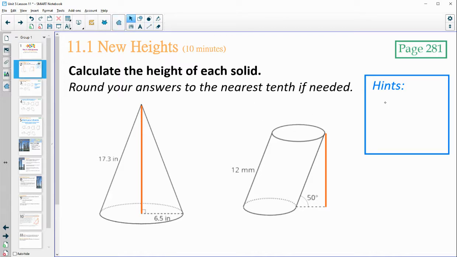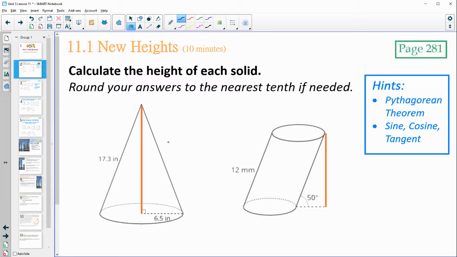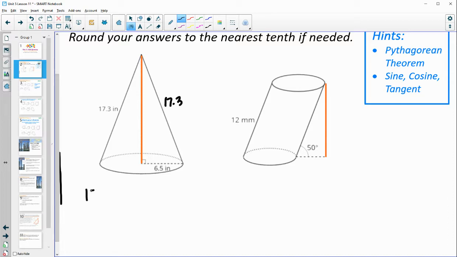If you need a hint, Pythagorean theorem will be useful, and so will trig. So for this first one, this 17.3 is actually over here as well, so it's that slant. So that's your hypotenuse of a right triangle. So we can do 17.3 squared is equal to our height squared plus 6.5 squared.